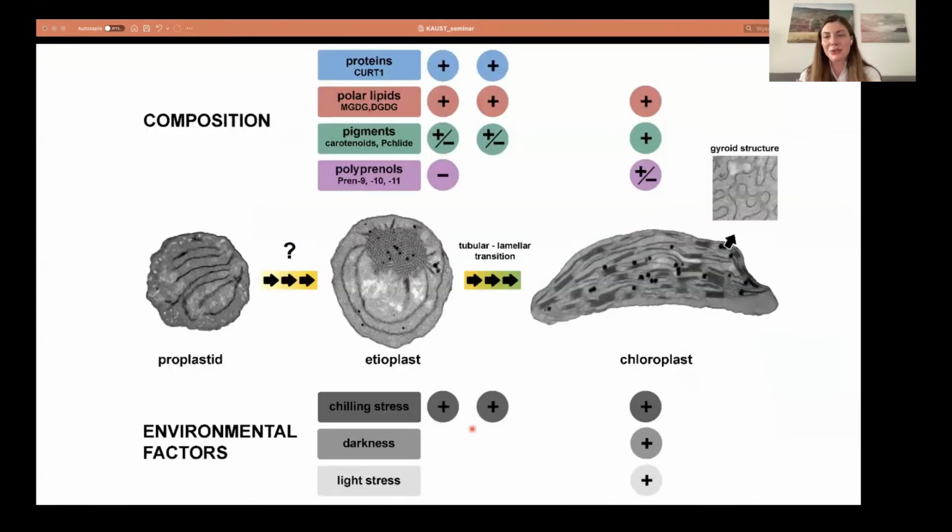So to sum up everything, this is the slide that sums up different topics that we are currently working on or have already finished. They are all related to the structure of the plastids, so the inner membranes of the plastid, directly connected with the influence of the composition of those membranes on the structure, but also the influence of environmental factors on those structures.